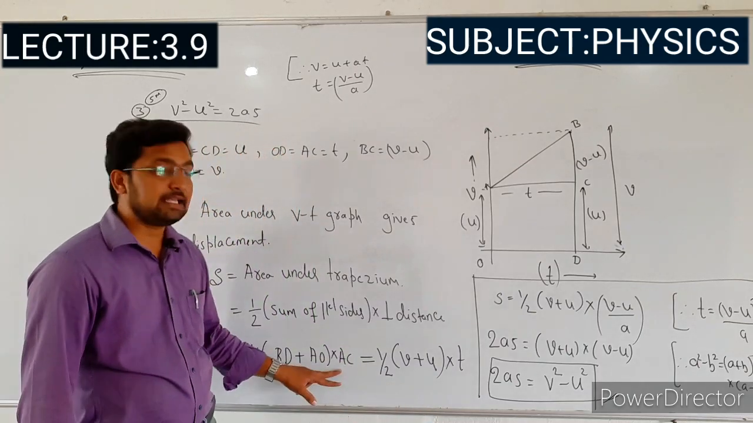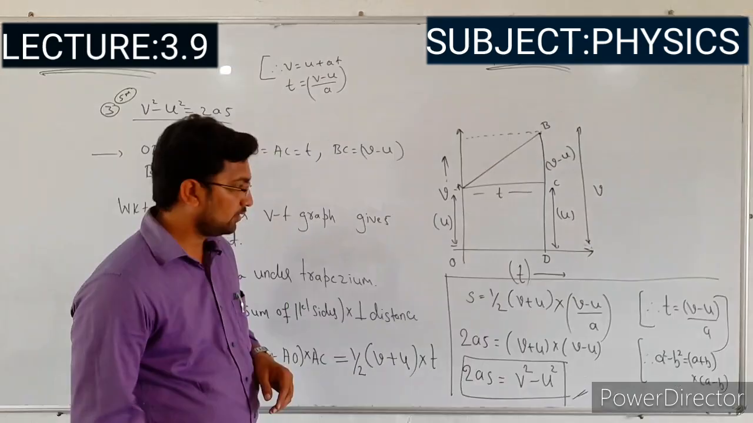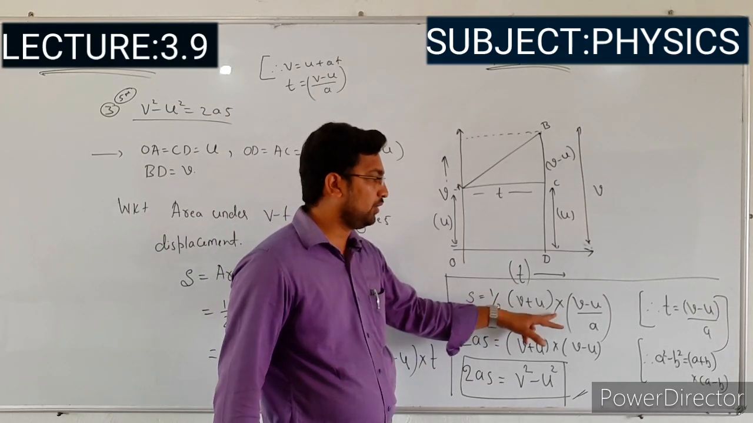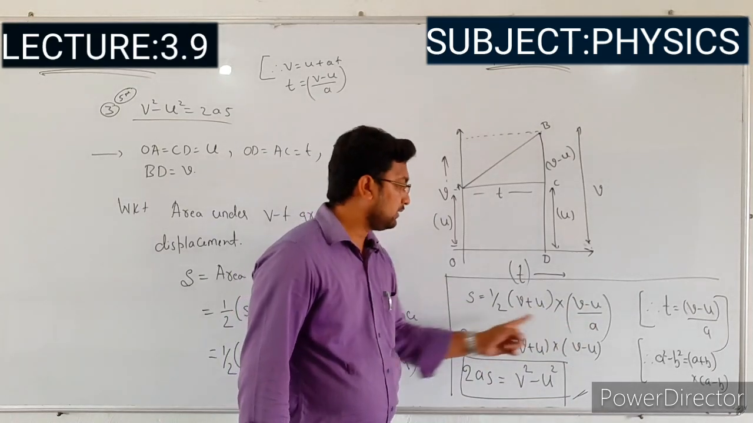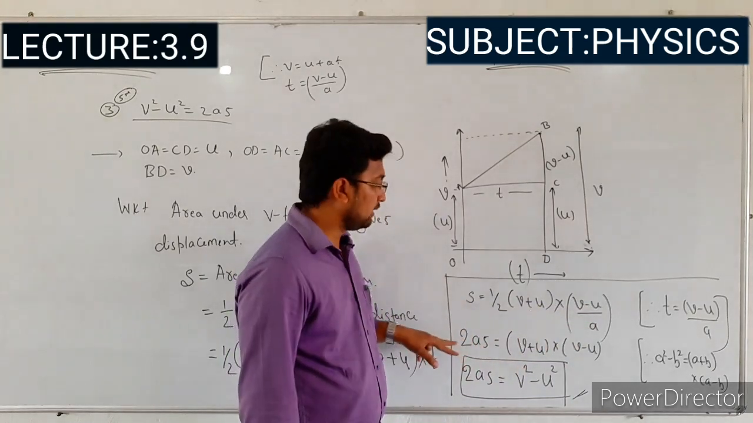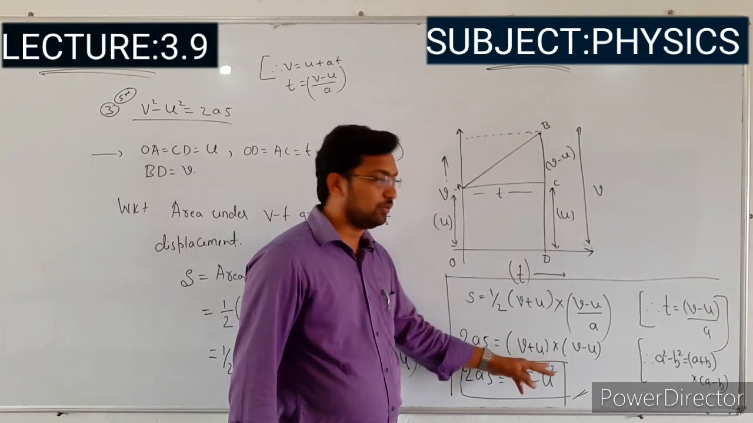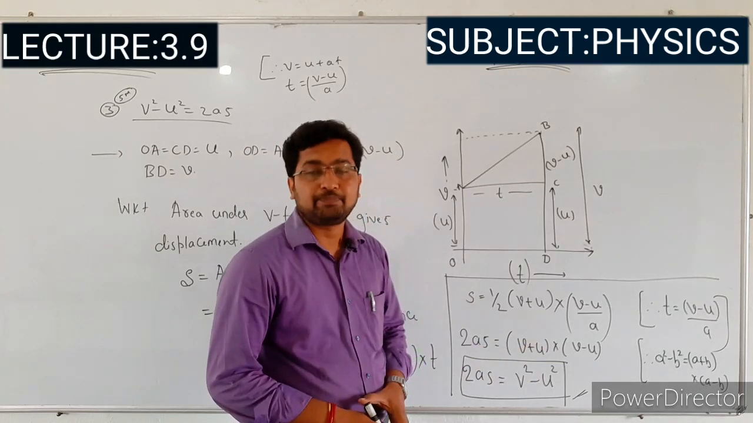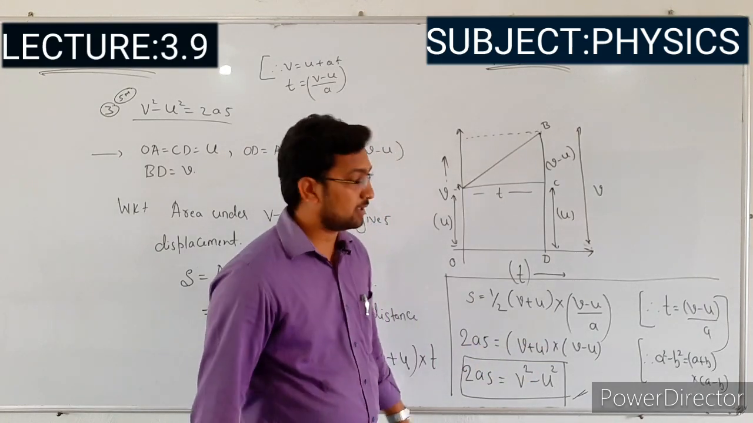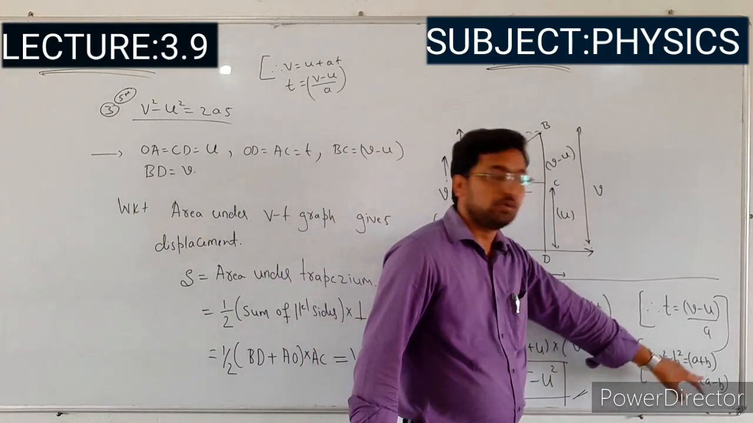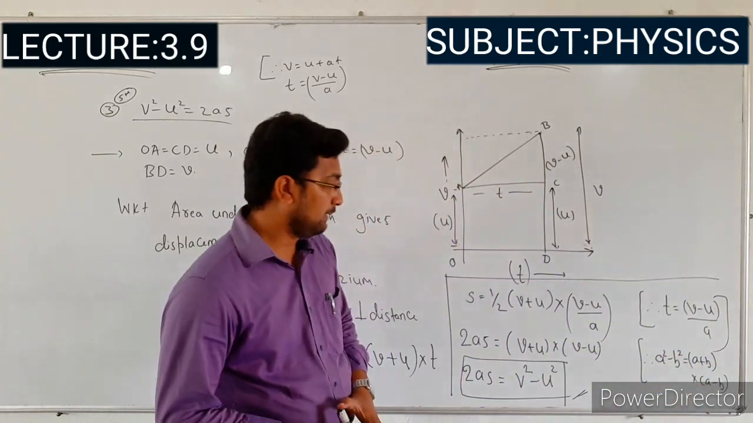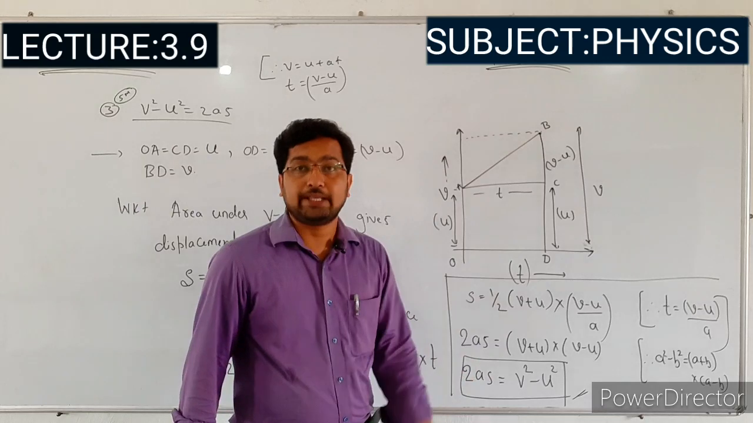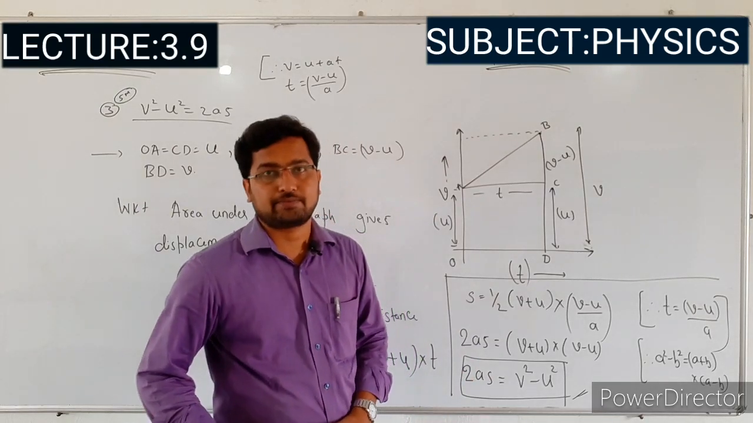In this case we consider AC, so s is equal to 1 by 2 v plus u into v minus u divided by a. Take 2 and a this side, so it becomes 2as is equal to v plus u into v minus u. This is in the form of a plus b into a minus b. The standard formula is a square minus b square. See here, a square minus b square is equal to a plus b into a minus b. Next, 2as is equal to v square minus u square, or v square minus u square is equal to 2as.